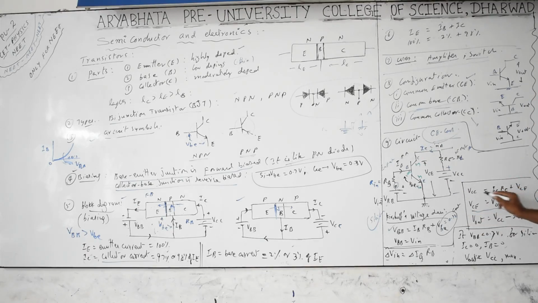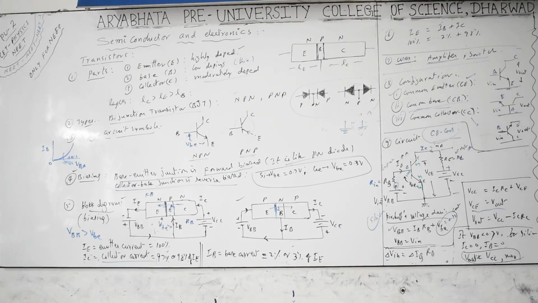When IC is 0, VC is equal to VCC. That means the output voltage is simply the battery voltage. Resistance is counted only when current is passing. When current is not passing, resistance is not at all counted. That means the output voltage VCE, which is VO, becomes equal to VCC. That is, V out equal to VCC, the maximum voltage you will get.